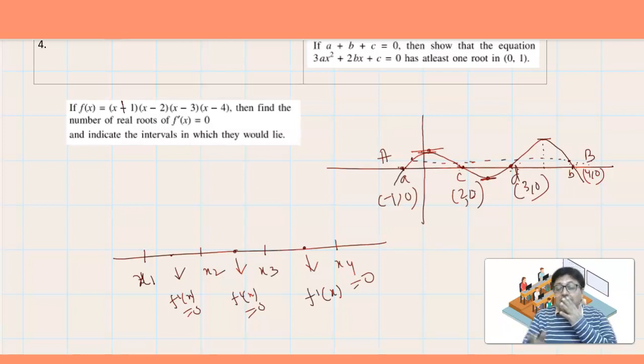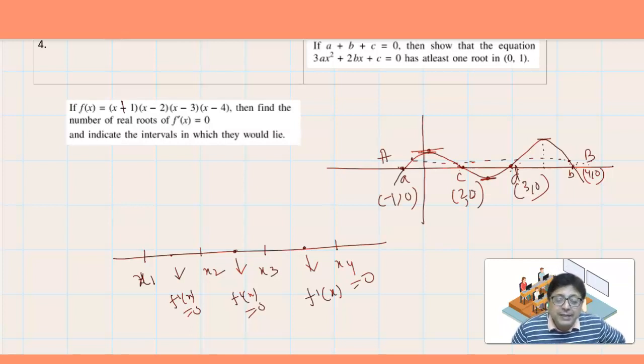So suppose there are n real roots. N real roots means how many intervals can you get? N minus 1 intervals. In each interval there will be a real root of f'(x). So can't I say that if there are n real roots of f(x) equal to 0, there are n minus 1 real roots of f'(x) equal to 0? You can say that.